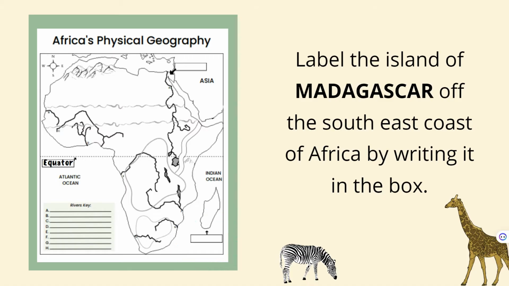Next, we're going to label the island of Madagascar. This island can be found off the southeast coast of Africa. Please write Madagascar in the box on the bottom right of your map. In the video, it's shown with the blue flashing lines.